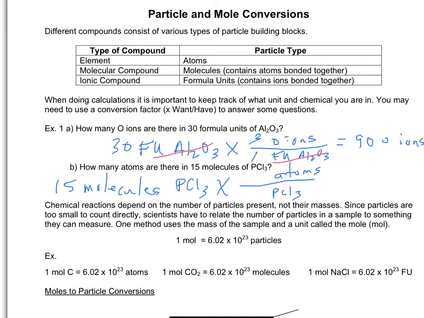Then I ask myself, how many atoms are in a PCl3 molecule? Well, there's 1 phosphorus and 3 chlorines, so that's 4 atoms for every 1 PCl3. My PCl3s cancel out, and my answer will be left in atoms. Now I just have to do the math. 15 times 4 divided by 1 gives me 60 atoms.